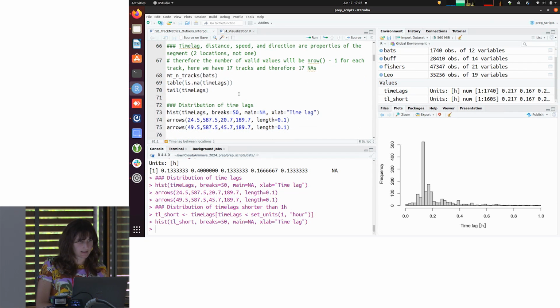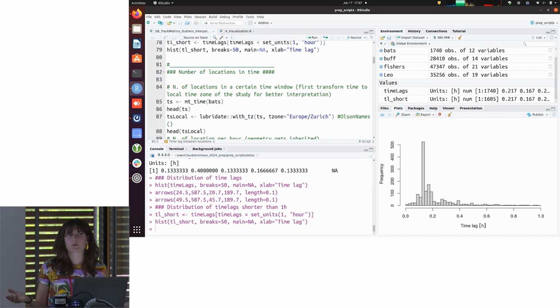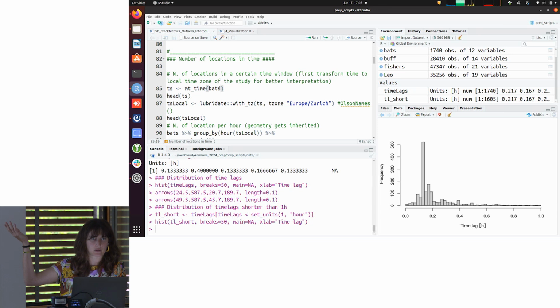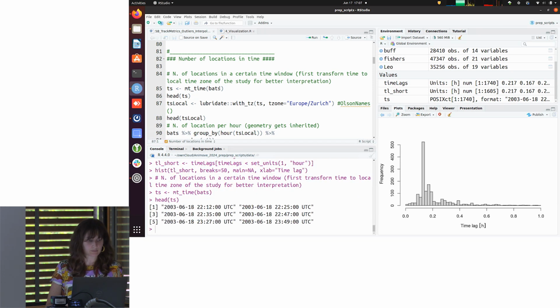Distribution of time lags: number of locations in time. Of course, we might be curious to know how many locations were collected in a given time window, in a day, in a month, and so on. So this is just to show you an example of how you can do it easily. With the function st_time, as you saw with Anne, you can extract a vector of all the timestamps of your move object. And this is just the head. We see the sequence of timestamps.